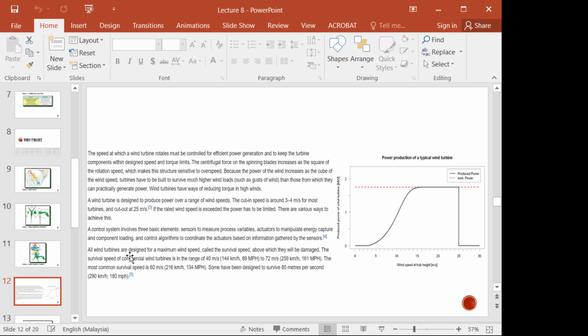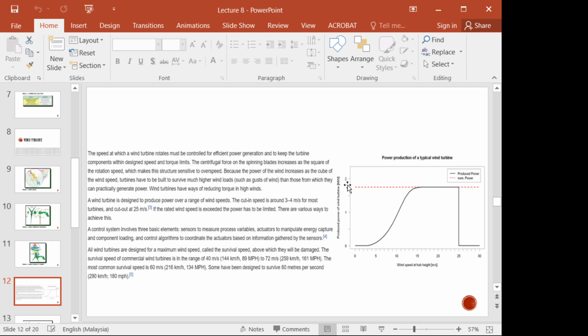Okay, and all wind turbines must have a maximum wind speed, as I mentioned before, and that is called the survival speed, above which there will be damage. The survival speed of commercial wind turbines is in the range of 40 meters per second to 72 meters per second, and the most common survival speed is 60 meters per second. But there are some wind turbines that have been designed to survive 80 meters per second.